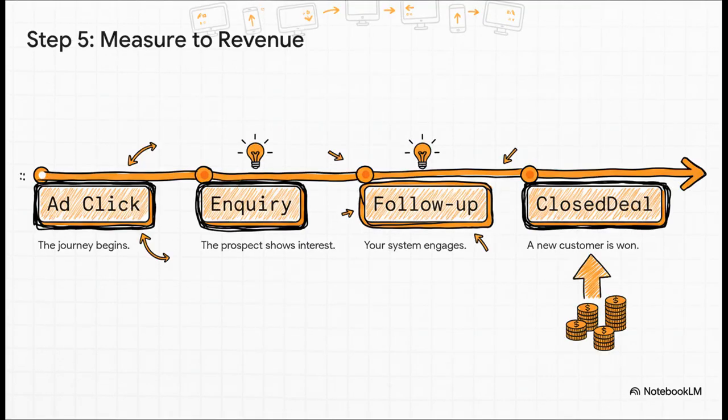And finally, the step that ties this whole thing together, measure to revenue. Now, this is the critical mindset shift. You have to stop measuring success by things like clicks or form fills. You have to track the entire journey, from that first ad click to the inquiry, through all your follow-up, all the way to a closed paying customer. That's the only way to know your true return on ad spend.